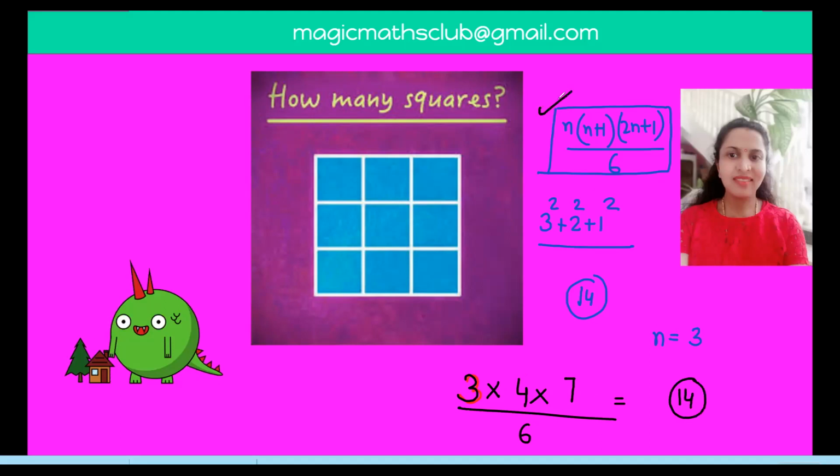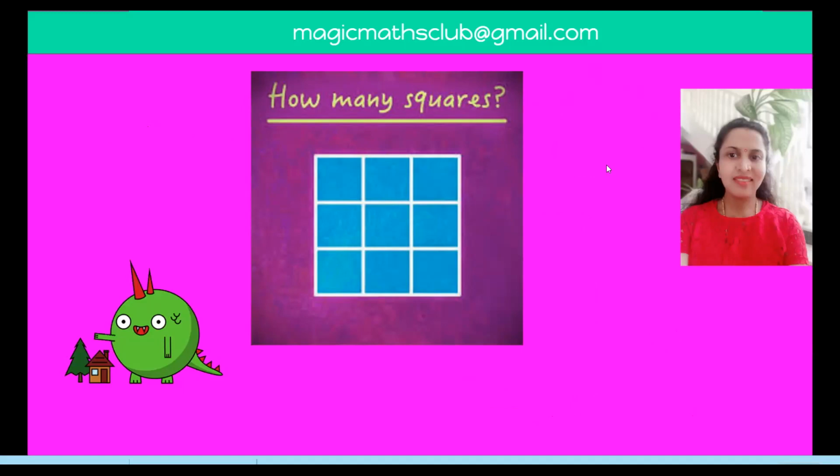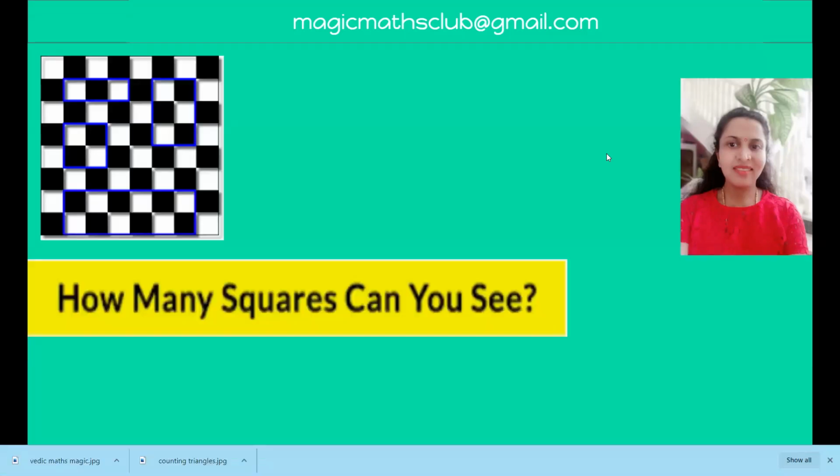So this is a very important formula to add 1 square plus 2 square plus 3 square till n square. The sum of squares of n consecutive numbers is given by this formula. Let's start with the next question. So how many squares can you see?